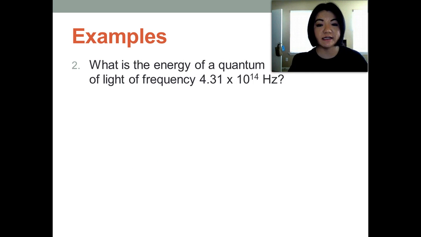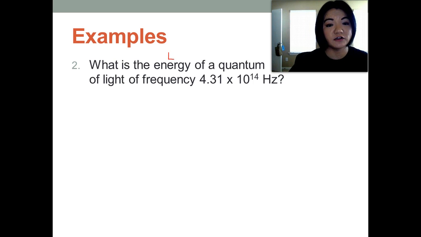Number 2, what is the energy of a quantum of light of frequency 4.31 times 10 to the 14th power hertz? Alright, let's look at what we have here. We have energy, which is E, and we also have frequency, which is F. First step is the given, and the given is F equals 4.31 times 10 to the 14th power hertz.